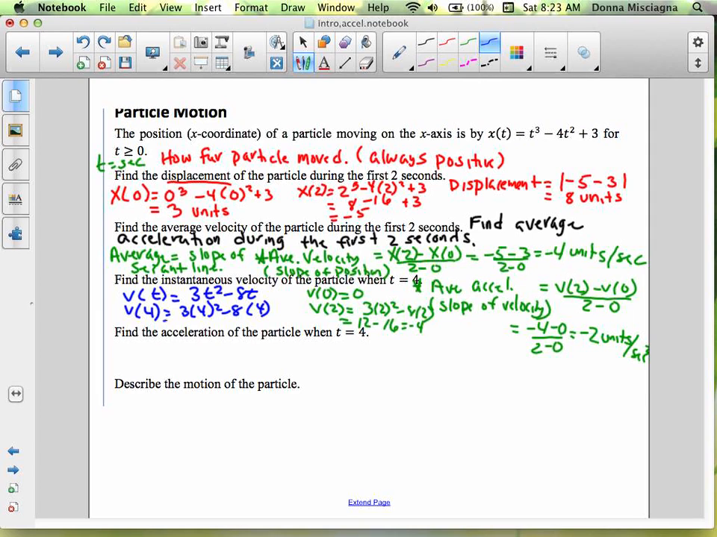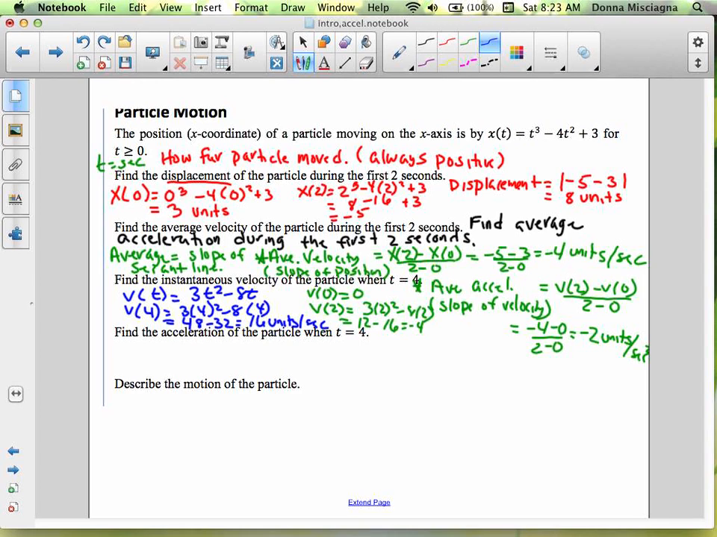Right, so this is going to be 16 times 3. That's going to be 48 minus 32. So that is 16 units per second. Right? And that's the instantaneous. So at the moment 4 seconds has gone by, the particle is moving 16 units per second.